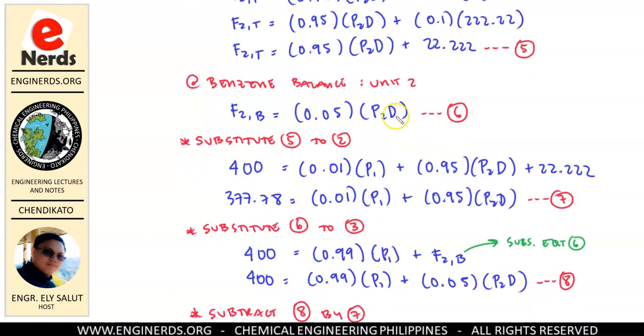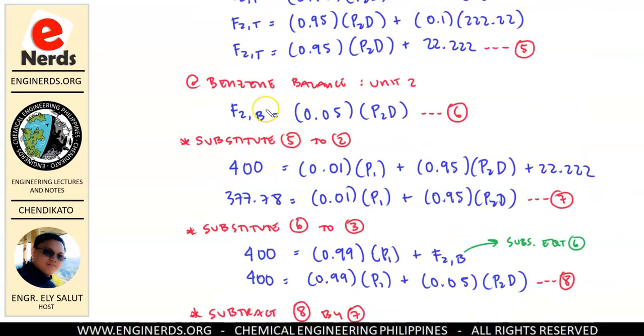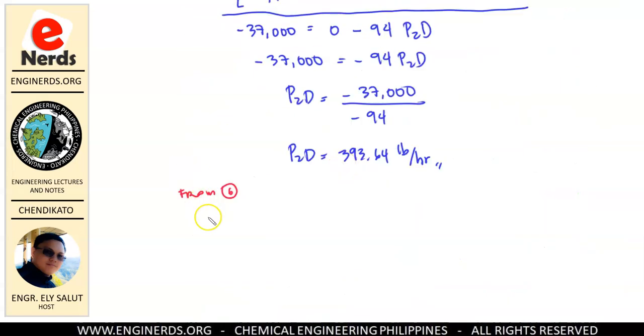Alright, so kanina may pinakita tayo dito na equation 6. Sabi natin, pag alam na natin yung value ng P2D, makukuha na natin yung value ng F2B. Right? So our F2B is equal to 0.05 P2D. That's equation number 6. So let me write that here. From equation number 6, let us recall our equation. We have F2B is equal to 0.05 times P2D.